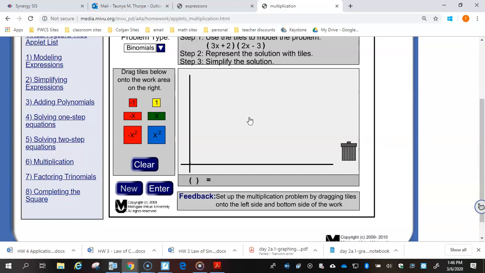How would we represent 3x plus 2? 3 positive x's and 2 positive 1's. And 2x minus 3.